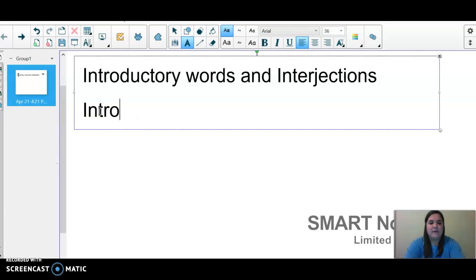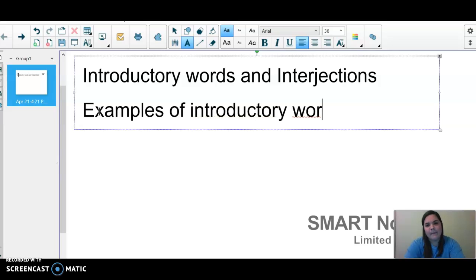Here we have some examples. So examples of some introductory words might be well. So you could have a sentence that might start with well. It could be, well, I don't really want to go, but I'll go. That would be an introductory word to your sentence. So it starts out your sentence, but it's not necessary. It's like kind of a precursor to whatever else you're going to say.